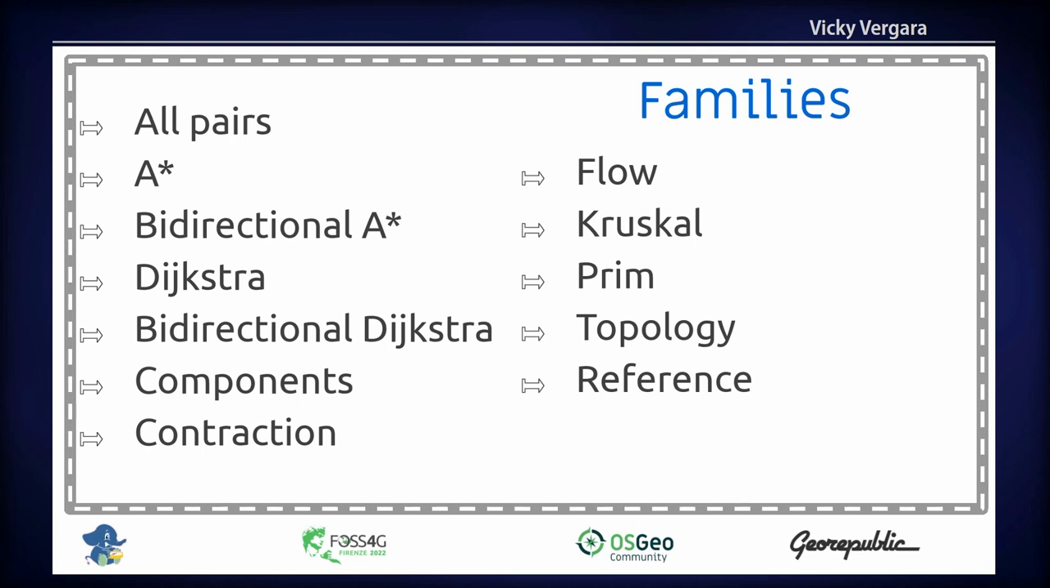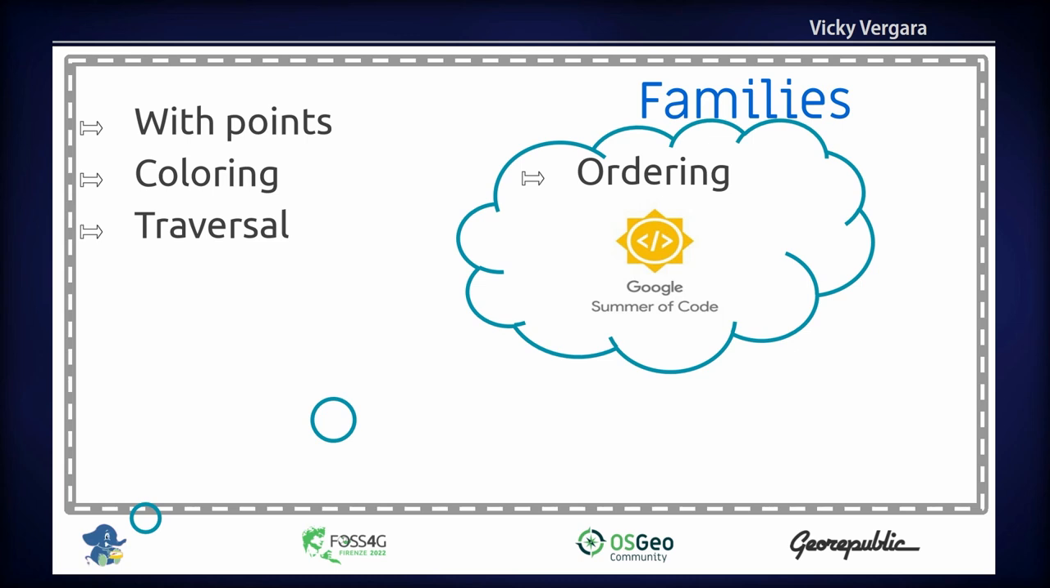And we also divided the pgRouting functions into families. So there is a set of functions in all the families. We will see little details. We have some families that are not quite yet official, but they are there, which is with points, which is widely used, but it has an issue there, so I cannot move it to official while that well-known issue is not solved. We have coloring, which was created by Google Summer of Code students last year, and also several ways to traverse the graph.